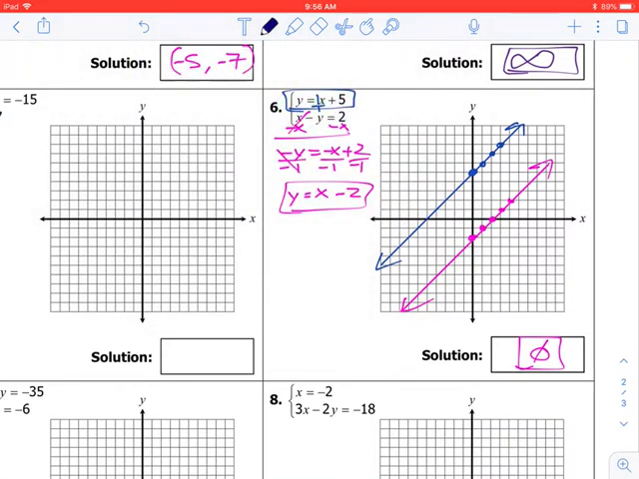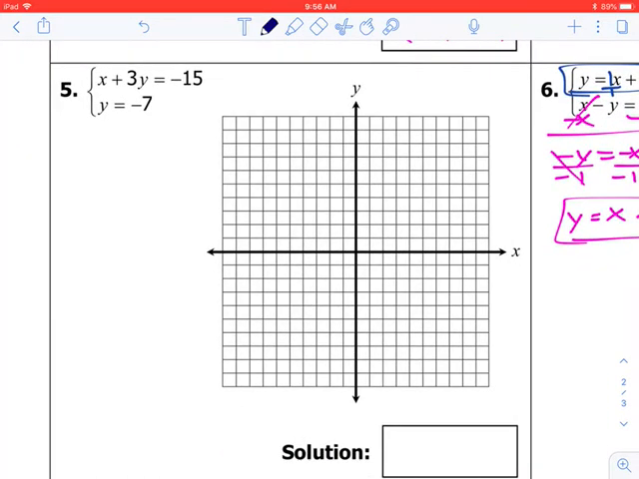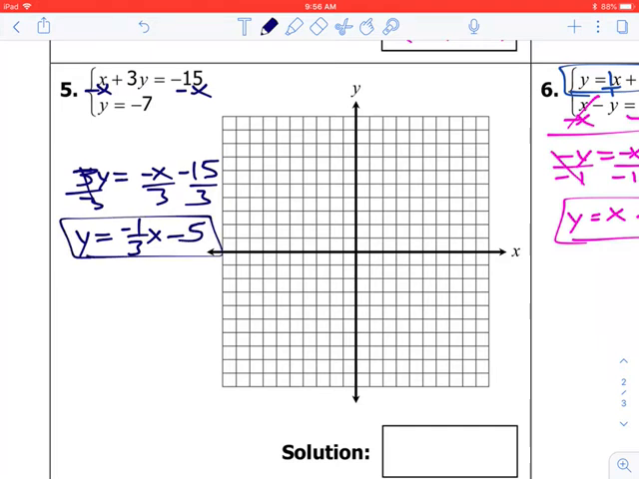Okay? So let's take a look at number 5 because you have one similar to this on your Edulastic assignment. So let's do the first one. So that's minus x. That's going to be 3y equals negative x minus 15. Then I divide everything by 3. So y equals negative 1 over 3 x minus 5. Okay, so negative 5 is here. And then I'm going down 1, right 3. Down 1, right 3. And I could go the other way if I wanted to, but that's up to you. So there's the first one.